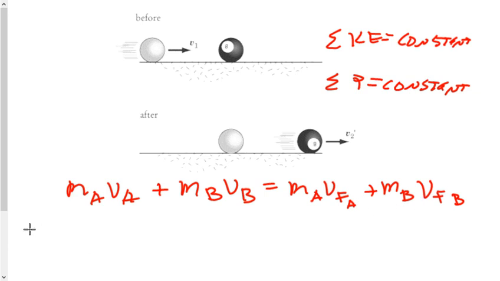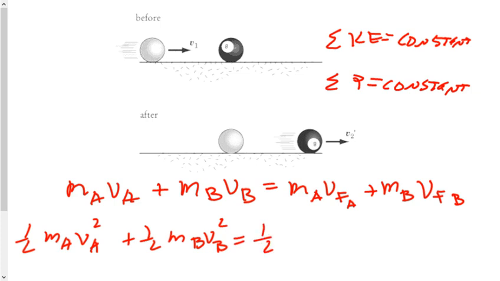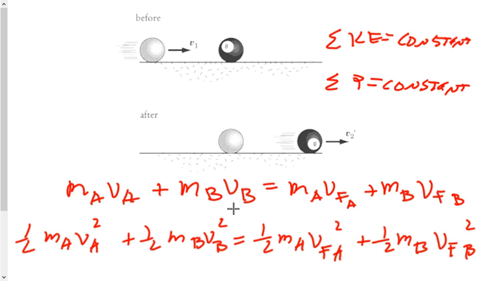So you do have to do a sum of kinetic energy. So I'm going to do 1/2 m_A v_A squared plus 1/2 m_B v_B squared equals 1/2 m_A v final A squared plus 1/2 m_B v final B squared. We can use this system of equations to find the two unknown velocities here, because we have two unknown velocities and we need two equations to actually solve them.